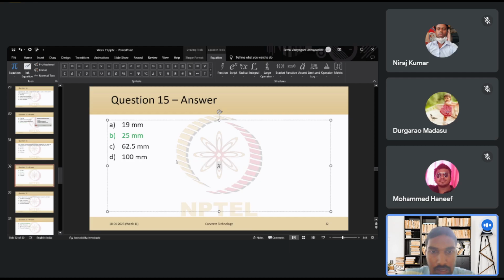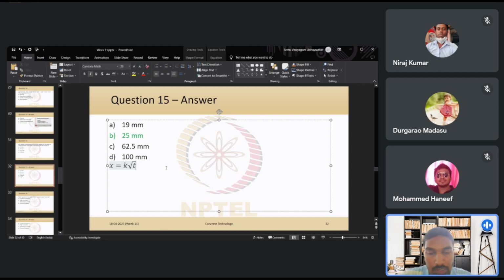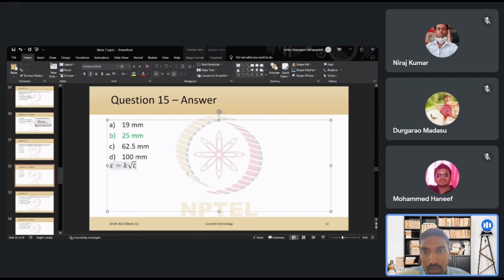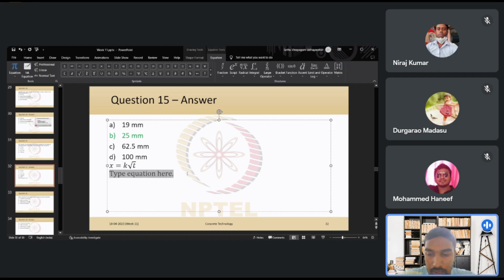We know that the carbonation depth x is proportional to the root of the time it is exposed, right? So if t is your time of exposure, then x is proportional to square root of t, and therefore x is equal to some constant k times the square root of t. This is the relationship between carbonation depth and your time of exposure. And now what are we given? We are told that after 4 years, the carbonation depth is 10 mm, right? So for one particular time period, the depth is 10 mm, so 10 is equal to some k times square root of 4.